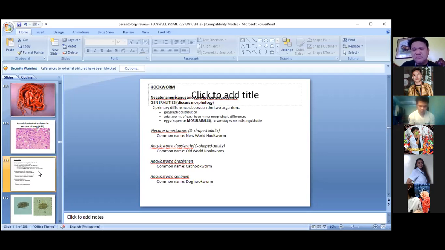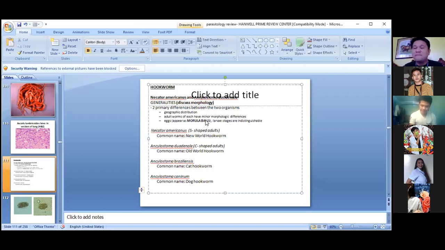Is it clear? Now, one thing that I also need to remind you is that the next parasite we will be discussing, dubbed as Strongyloides stercoralis, has also morula balls ova. Ang gusto kong sabihin dyan ay hookworm and Strongyloides will have similar ova appearance, that is morula balls. The only difference would be your germ cells. Hookworms would have 4 to 8 germ cells. Strongyloides stercoralis will only have 2 to 4 germ cells.